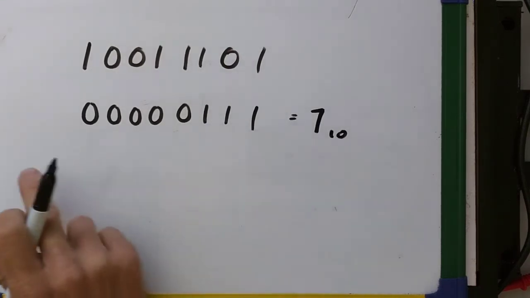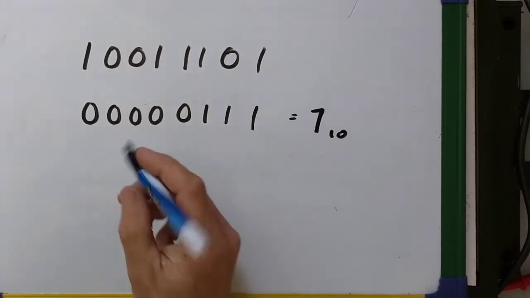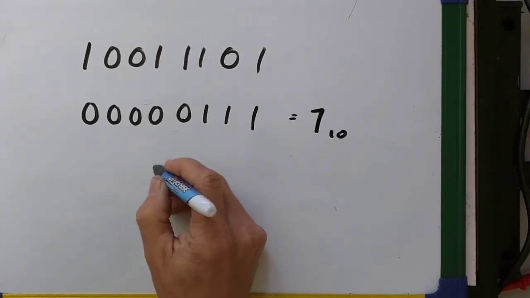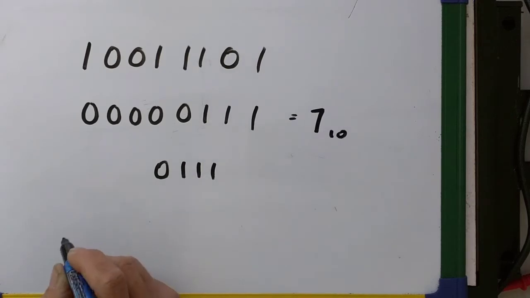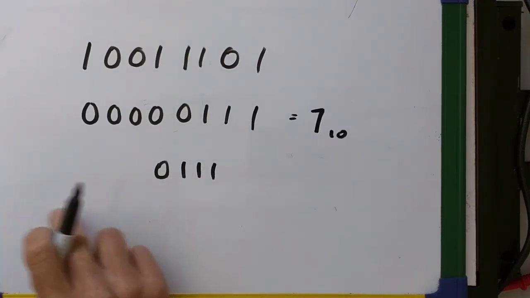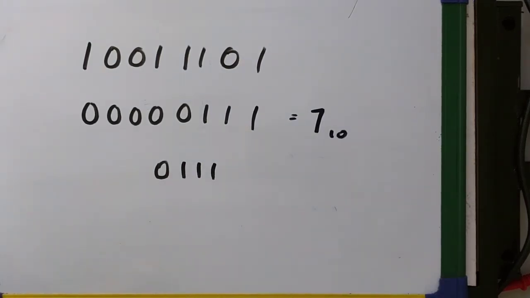And sometimes it's actually written with a group of 16. So you may see binary numbers written as a group of 4, like this, or a group of 8 like this, or a group of 16.